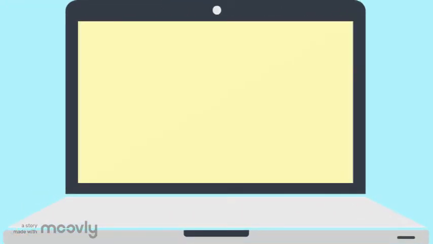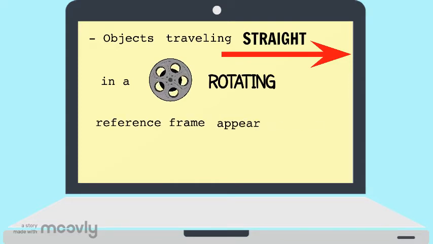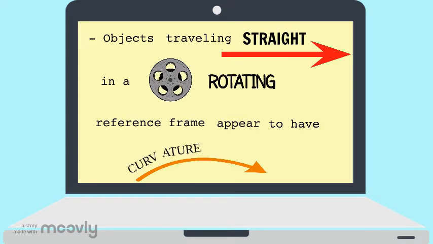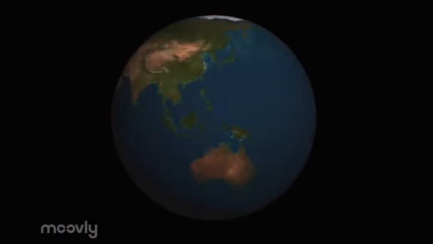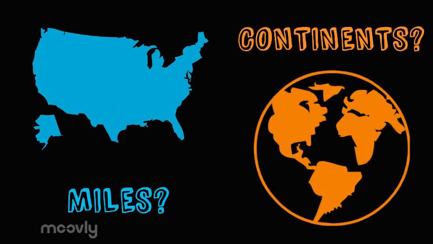Previously, we discussed that the Coriolis effect gives off the illusion that objects traveling on a rotating reference frame appear to have some sort of curvature when in motion. If we think about it, what's one rotating reference frame that we're sitting on right now? That's right, planet Earth. Across a short distance, the Coriolis effect is pretty negligible. But what about over miles, or even continents?